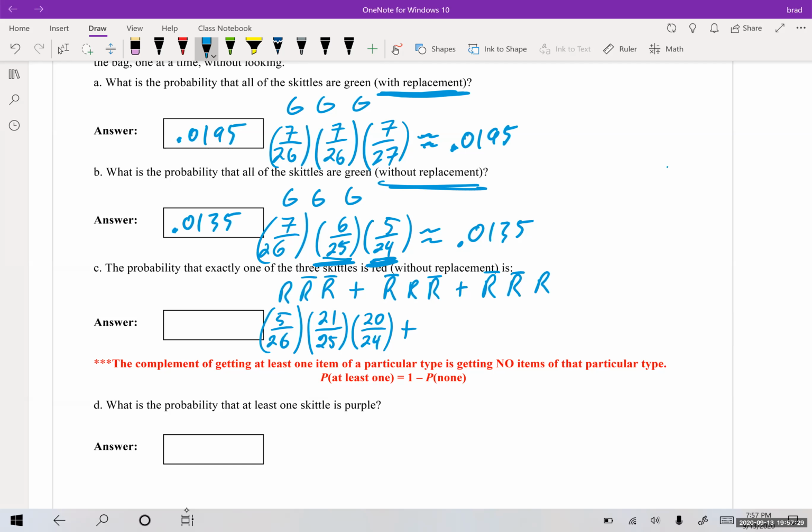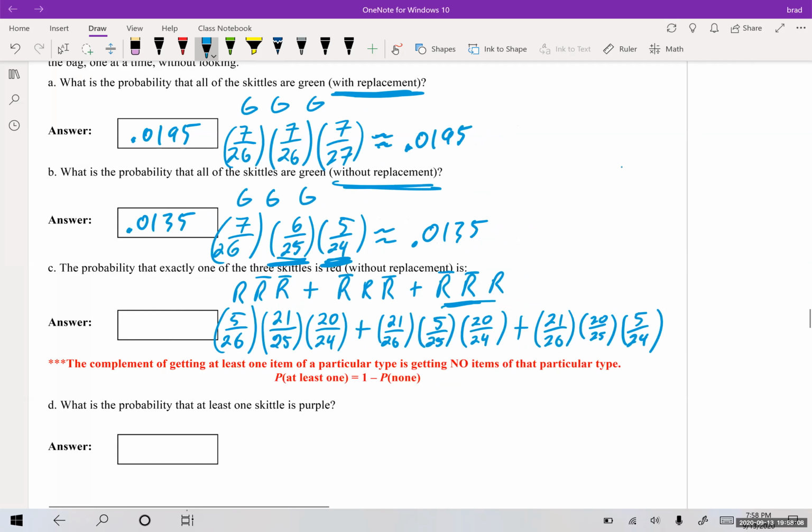Plus the next one would be, what if we did this again and we thought of another situation? We could do not red, red, and not red. So that's this new situation right here, or new event, where that would be not red. So that would be 21 out of 26. Then red, 5 out of 25. Then not red would be 20 out of 24. Now we could do not red, which is this one now, not red, red.